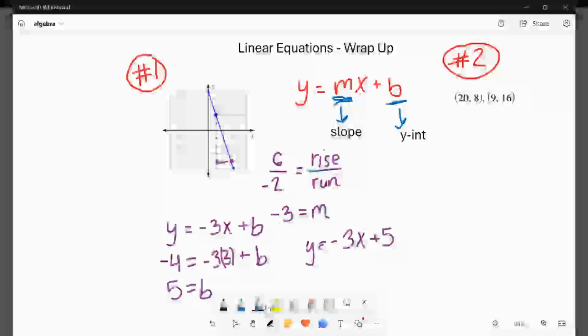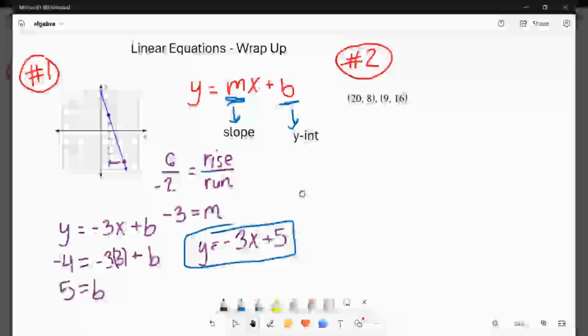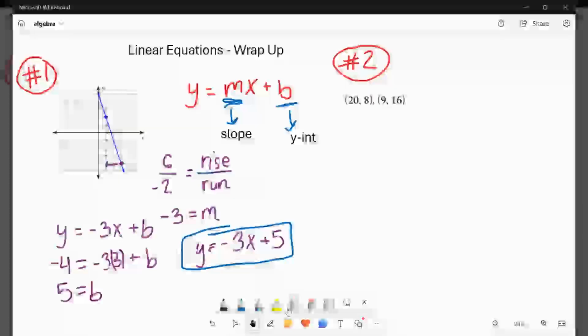Woohoo! So we did that as example 1. So this is method 1, right? When we're given the entire graph and we can visually see it. Now method 2, a little bit different. We aren't given a graph. We don't see anything, but we're given 2 points on that graph.